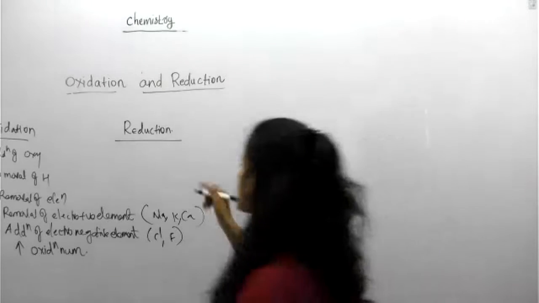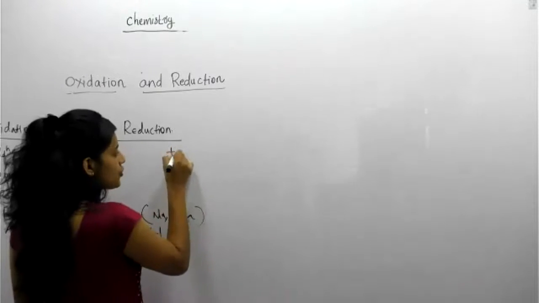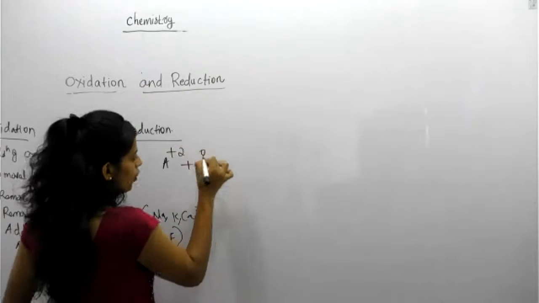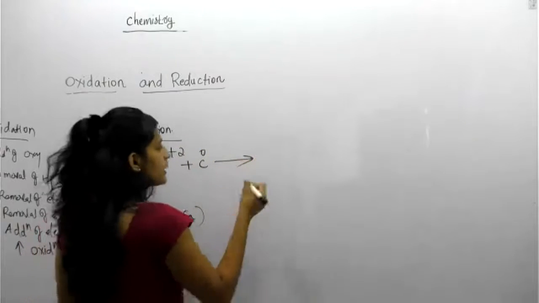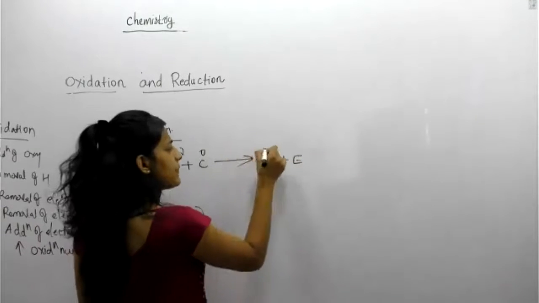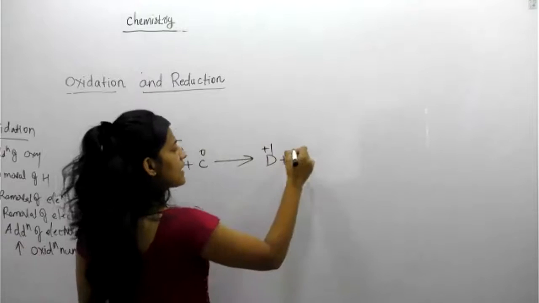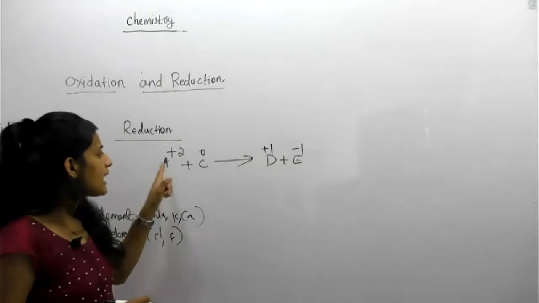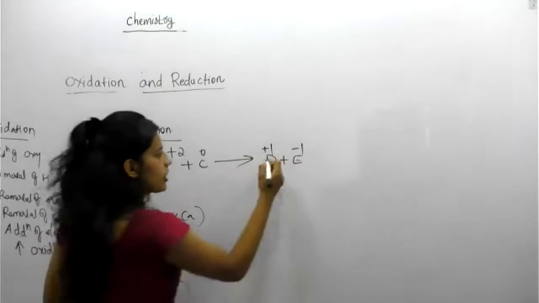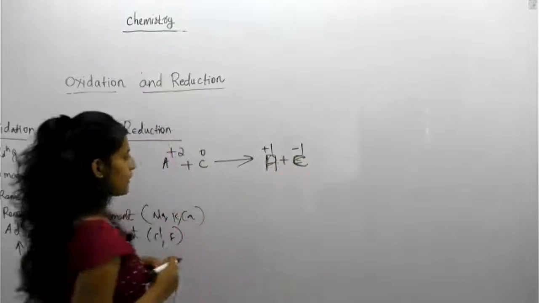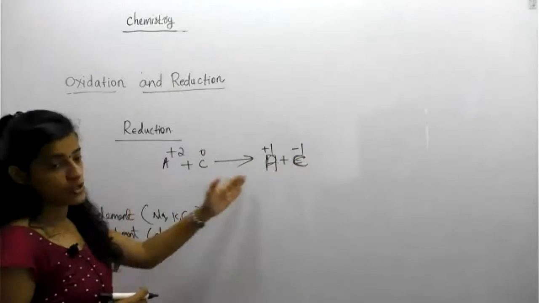While during a chemical reaction, when we are checking the oxidation number, suppose A has an oxidation number of +2. A reacts with C, which is 0, and is converted into D plus E. So D has +1 and E is -1. Look students, here the same element A and the same element C may be present.